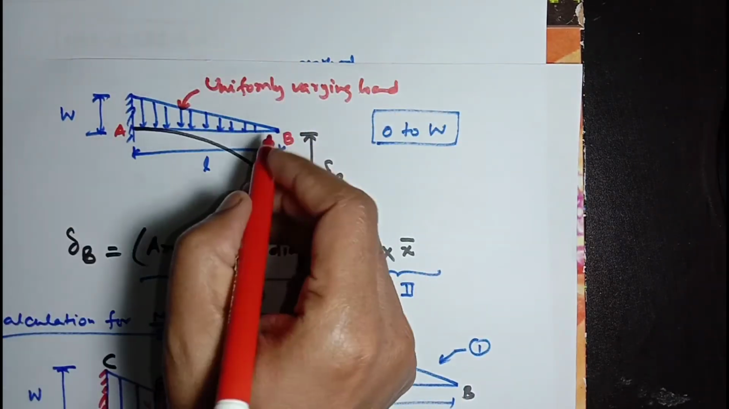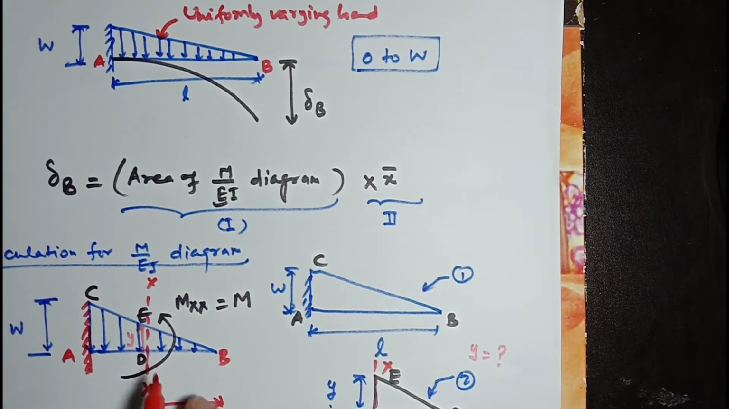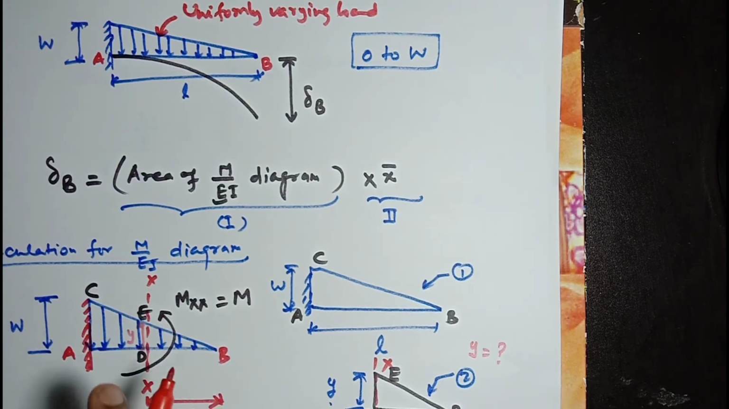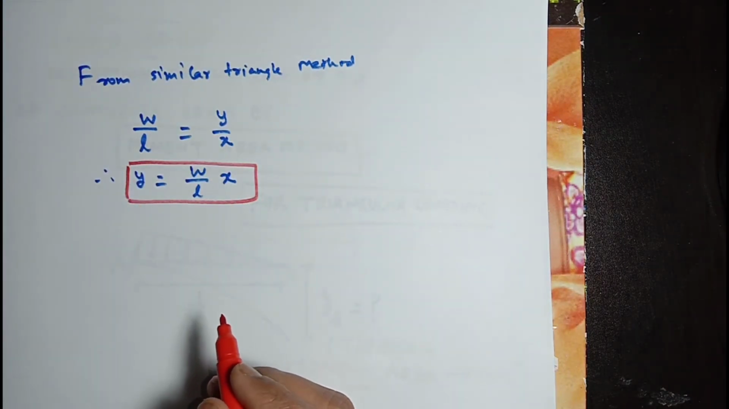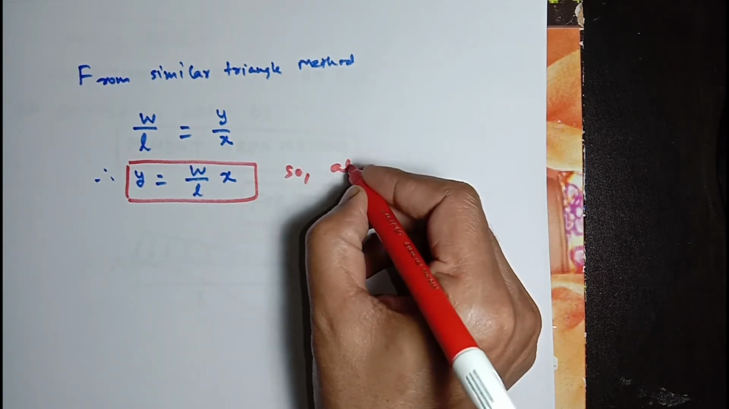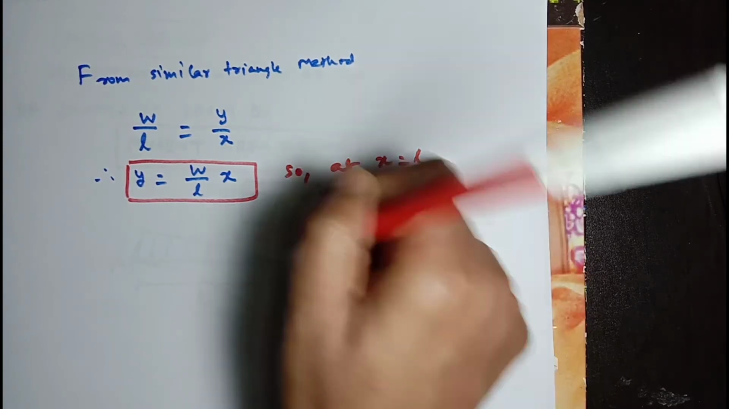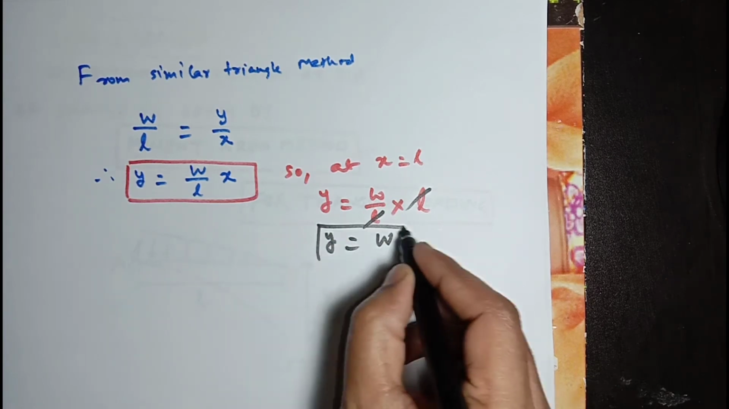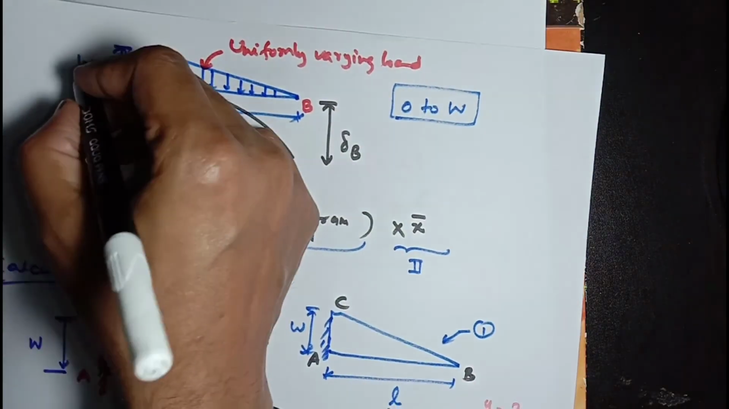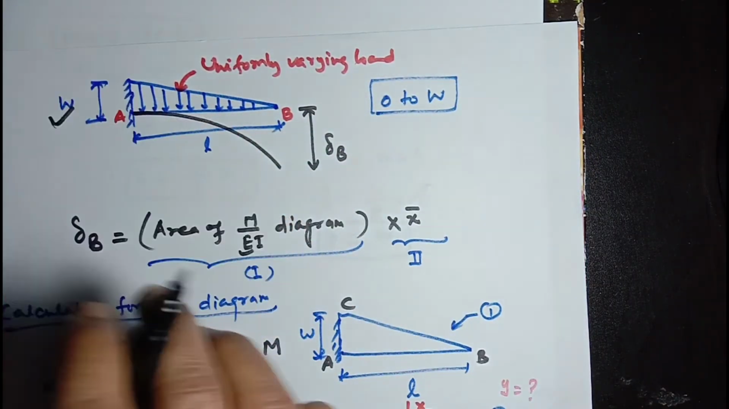So every section from point B will have a different value of load. At a section XX, at a distance X from point B, we have a loading value Y, which will be W divided by L into X. At a distance X equal to L, the value of Y will be W divided by L into L. The L's will cancel, so the loading will be W, the maximum value at the support, as shown for triangular loading.